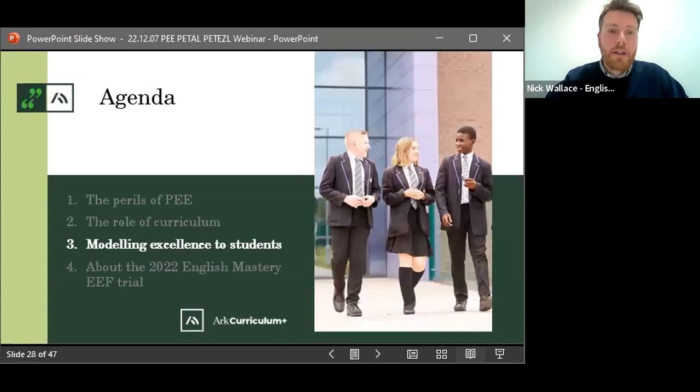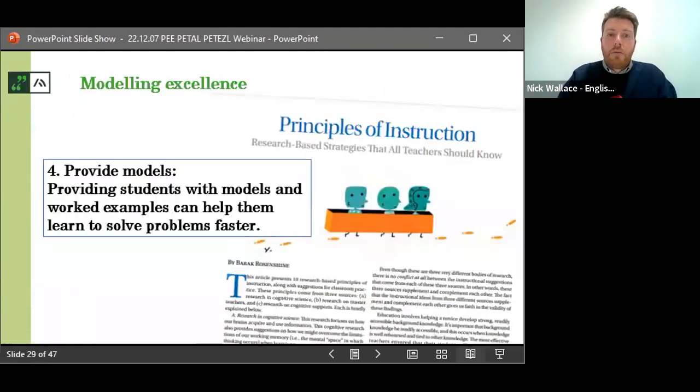The final thing that I'd like to speak to you about with regards to developing students' analytical writing is the role that modelling can have in developing students' understanding of what excellence looks like. Many of you, I'm sure, will be familiar with the Rosenshine paper, Principles of Instruction. It's a piece of education research which is really enjoying its moment in the sun at the moment. And one of the key principles of instruction that Rosenshine details there is the importance of providing models. So providing students with models and worked examples can help them to learn to solve problems faster.